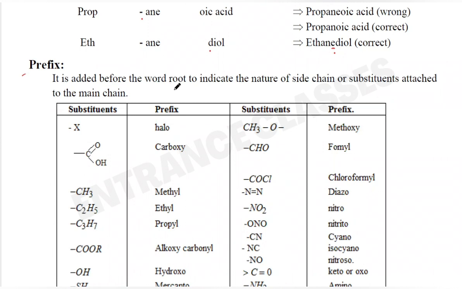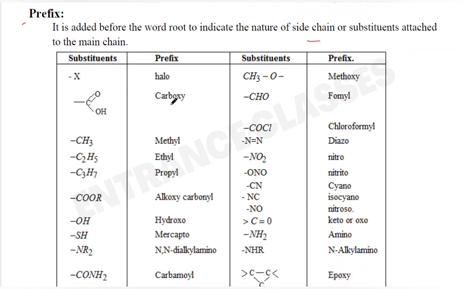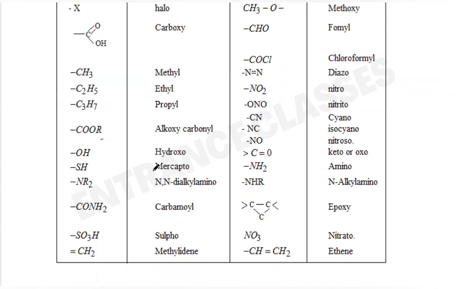Now prefix. It is added before the word root to indicate the nature of the side chain or substituent. For example, X will be halo, COOH will be carboxy. When it acts as a functional group, it will be oic acid, but here it is a prefix, that is a side group, carboxy. This is methyl, ethyl, propyl. This is ester, alkoxycarbonyl, OH, hydroxy.